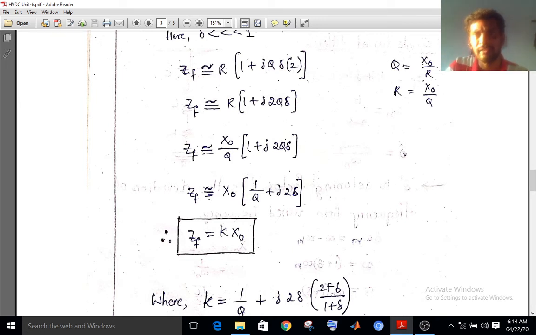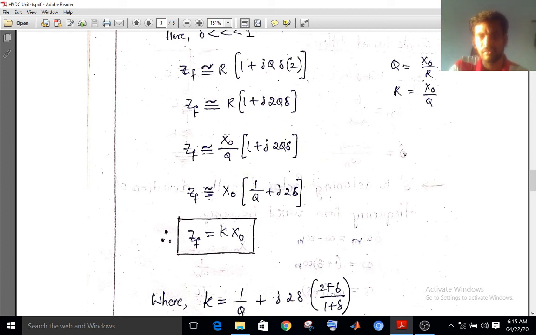See, I can write the quality factor Q is equal to x naught by r. Why? Because x naught is equal to omega n into L, so omega n L by r will be the quality factor. I am writing in terms of x naught by r because I would like to replace this L. I don't want L and C in my equation. So quality factor is equal to x naught by r, so r is equal to x naught by Q. Just bring this Q to this side, r will become x naught by Q.